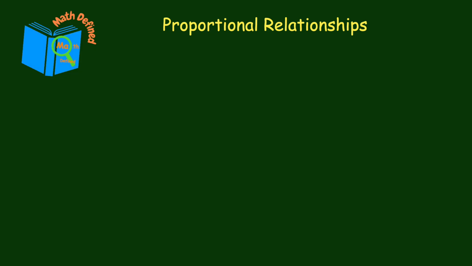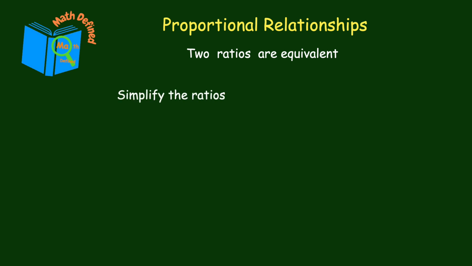A proportional relationship means that two ratios are equivalent. They represent the same relationship between numbers. There are two ways to check. One way is to simplify both ratios to see if they are equal, and a second way is to use the cross products property. Let's break these down with some examples.